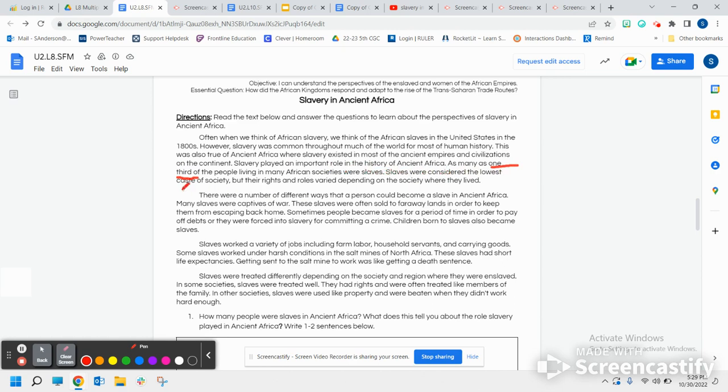Slaves were considered the lowest caste or level of society, but their rights and roles varied depending on the society where they lived. There were a number of different ways that a person could become a slave in ancient Africa. Many slaves were captives of war. These slaves were often sold to faraway lands in order to keep them from escaping back home. Sometimes people became slaves for a period of time in order to pay off debts, or they were forced into slavery for committing a crime. Also, children born to slaves became slaves.